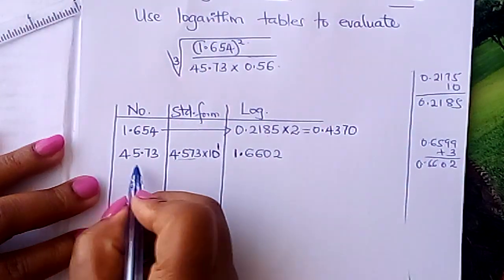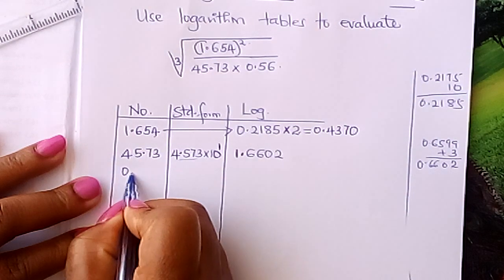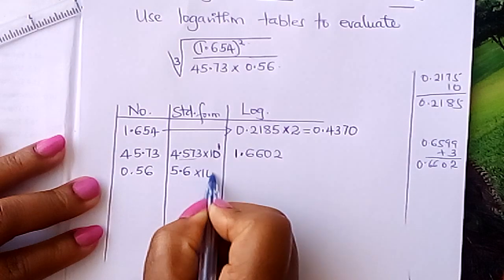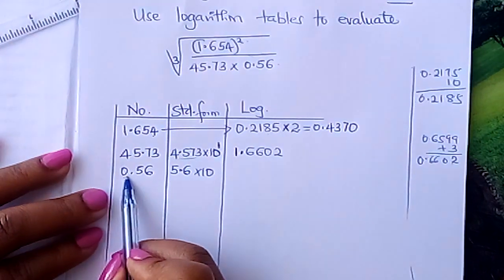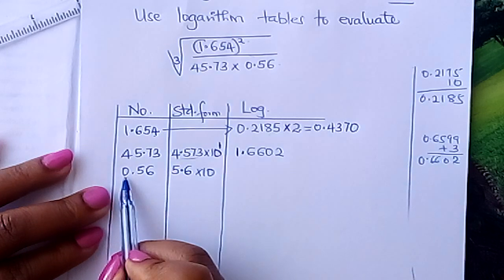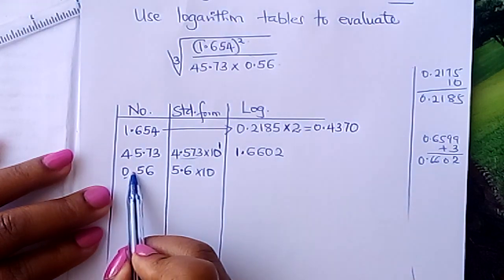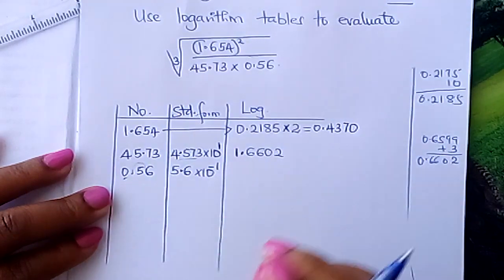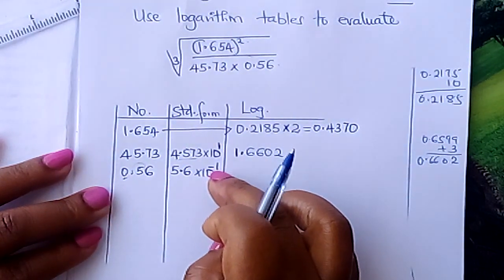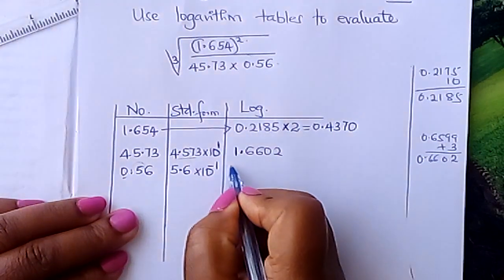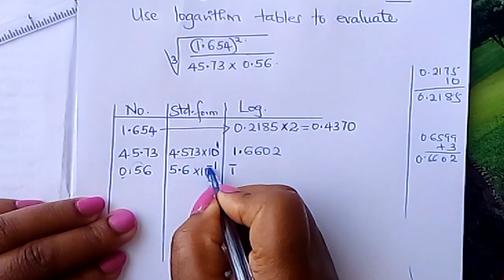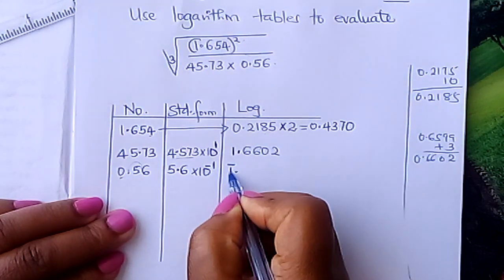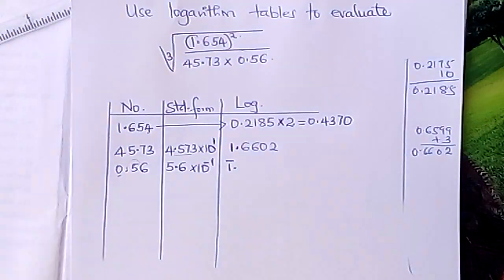Now you go to this other number here, 0.56. What is the standard form? 5.6 times 10 raised to what? When a number starts with 0, Lana, the power becomes negative. So negative 1. A number starting with 0, remember that, the power is negative. So this gives us bar 1, and the logarithm now starts with bar 1.